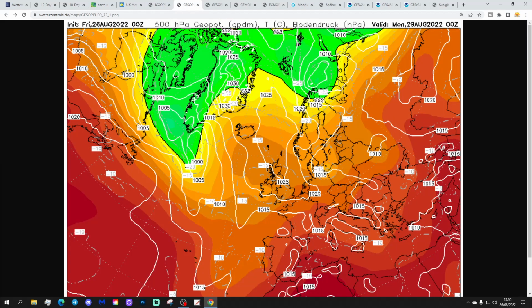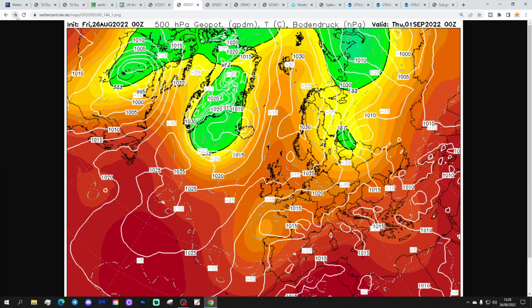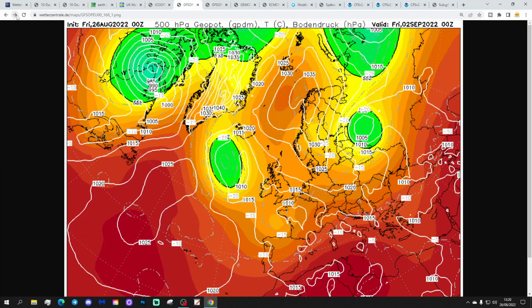GFS midnight run looking like this. Again, the high pressure dominating the weather for bank holiday Monday, through the early to middle part of next week. High pressure stays in control. But again, same idea, the high pressure moves northwards as we go towards Friday, with a thundery low over France and an area of low pressure to the west of Ireland. Got a pincer movement going on.